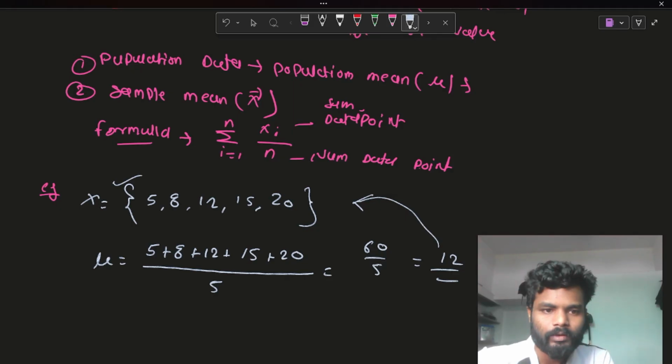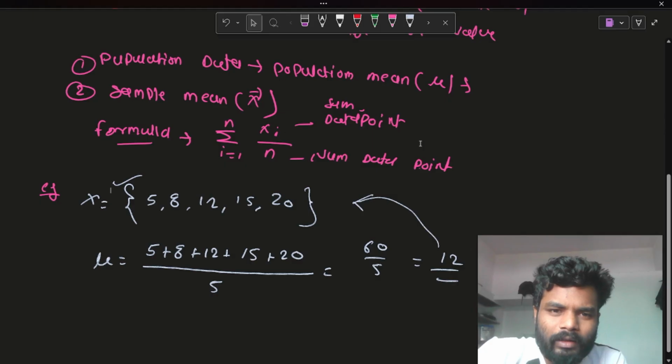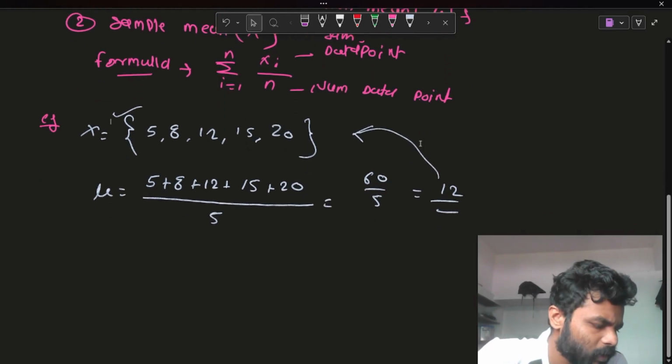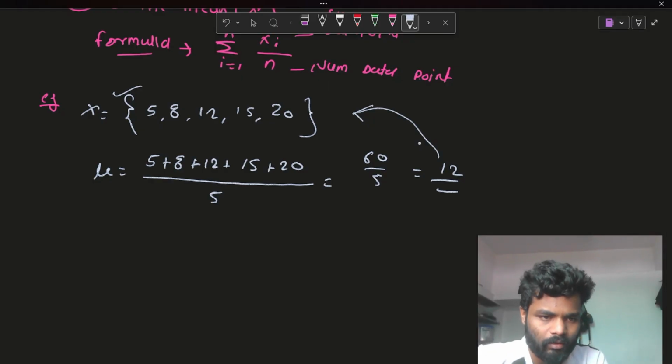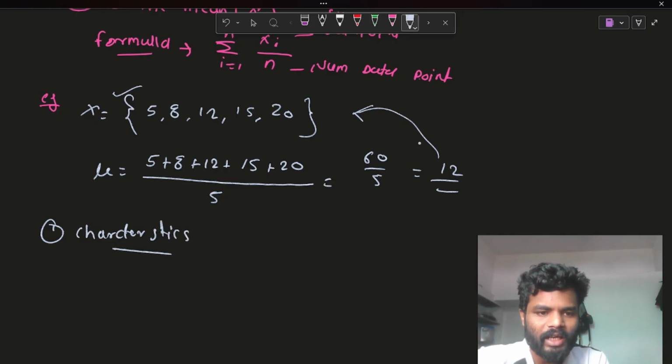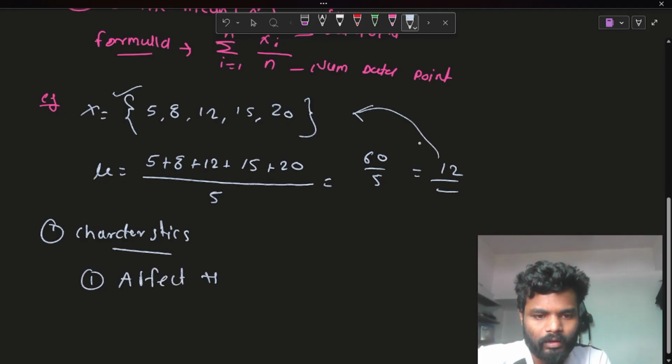When you work on data sets, we will see the characteristics of the mean. The first characteristic is that it is affected by extreme outliers.